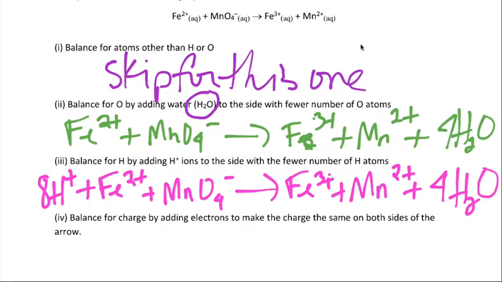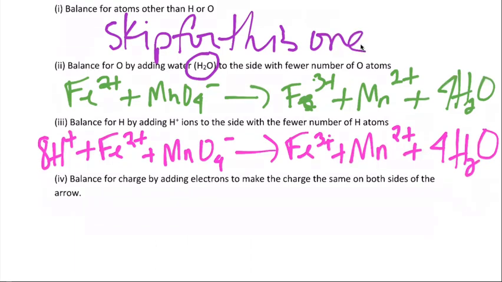Okay. The last step, so now all the elements are balanced. The last step is we have to balance the charge by adding electrons to whatever side to make the charge the same on both sides of the arrow. So this is where I'm going to have to look at all my pluses and minuses and total up each side. So on this side, there's 8 hydrogen ions, so that's plus 8. Then I have plus 2 here, that's plus 10. And I have a negative 1. So the total on the reactant side is plus 9.